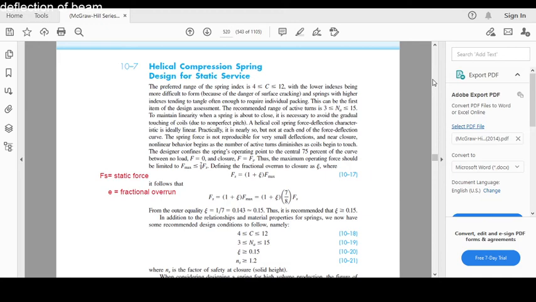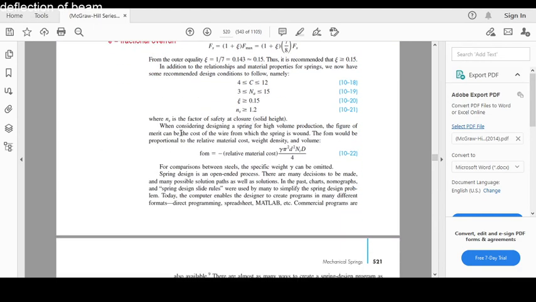In addition to relationships and material properties for springs, we now have recommended design conditions to follow, namely C, the spring index, more than 4, lower than 12, and the active turns, lower than 15, more than 3. The fractional overrun epsilon more than 0.15, and NS is the factor of safety at closure. The solid height factor of safety is more than 1.2.